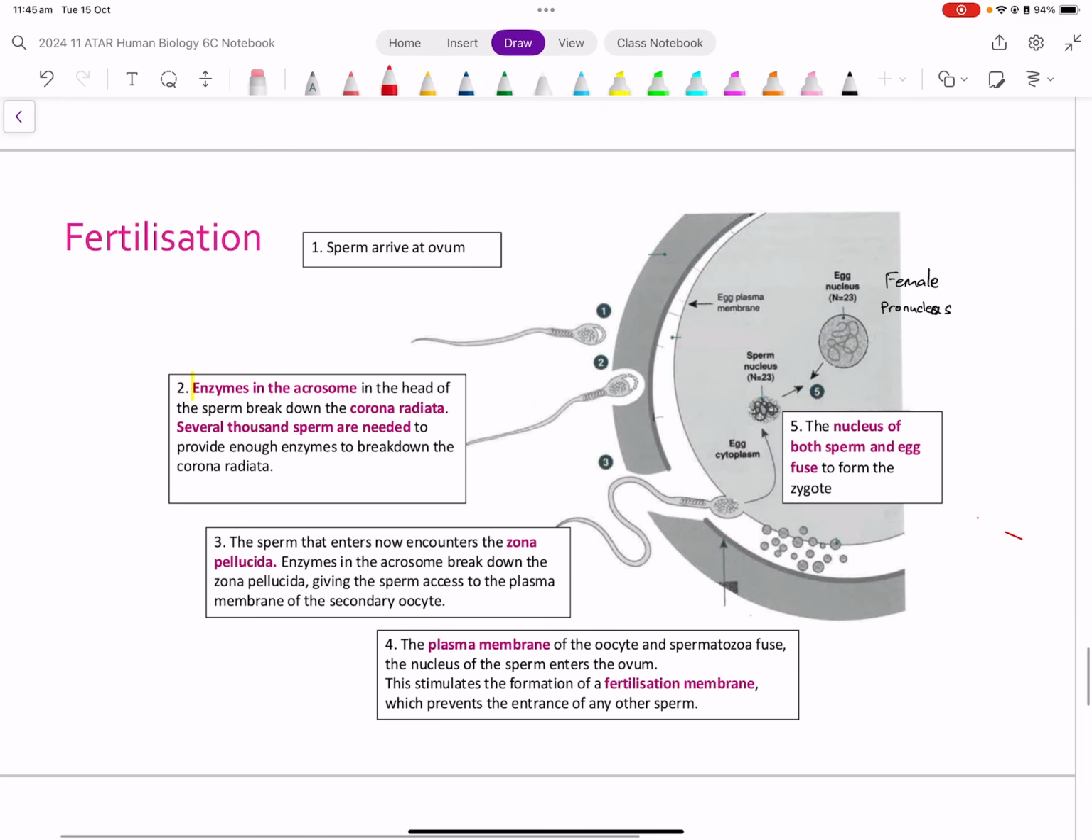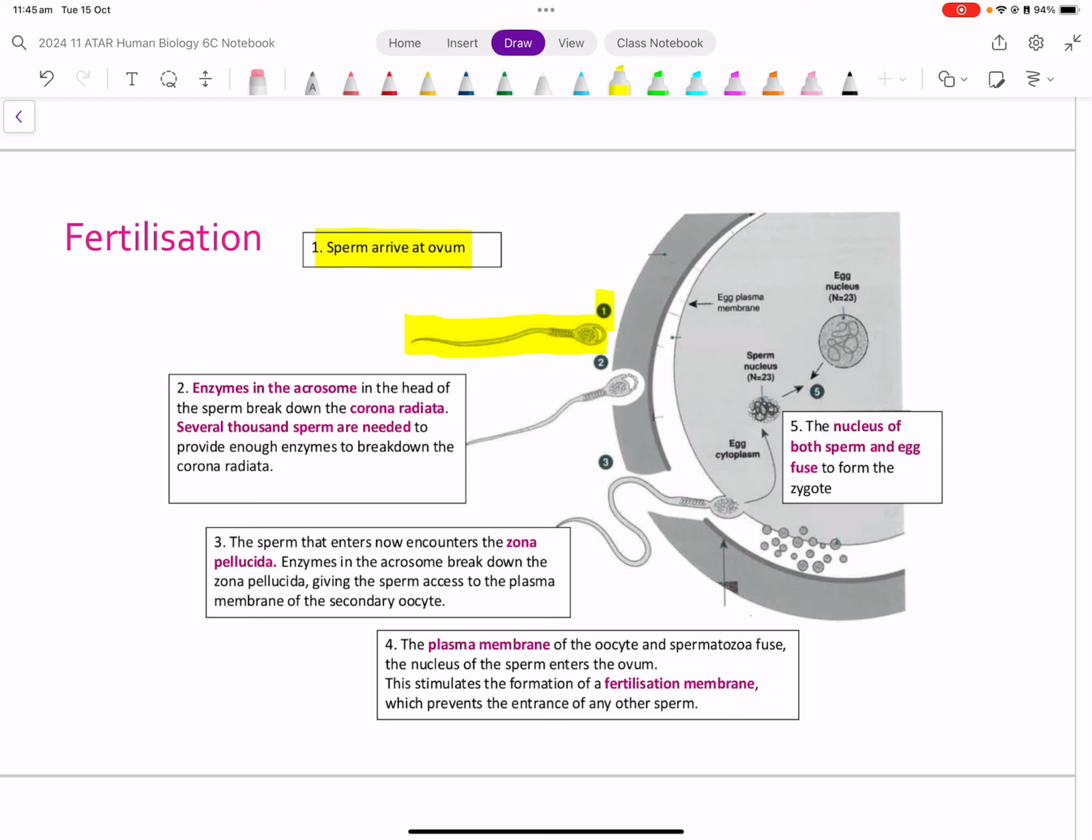So in terms of fertilization, let's talk about how this happens. I'll get rid of some of this leftover writing. Now, step one, the sperm arrive at the ovum. So I'll try and highlight each stage in a different colour here. So firstly, sperm arrive at the ovum. That's probably the toughest bit for a lot of the sperm, is actually finding the ovum.